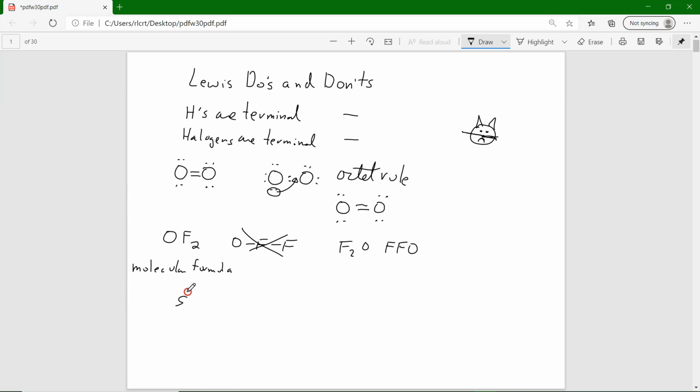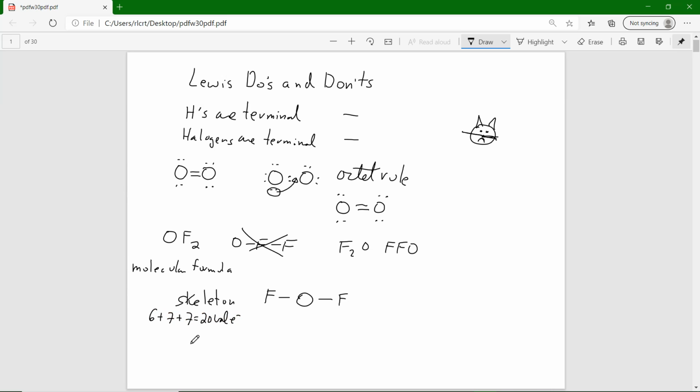The skeleton, I like to call it, or the bare bones, has the atom with the lower group number at the center. So oxygen is group number 6, fluorine is group number 7. So oxygen has to go in the center. Okay? And there are 6 valence electrons in the oxygen, 7 in a fluorine, 7 in the other fluorine. So I have to sprinkle 20 valence electrons.